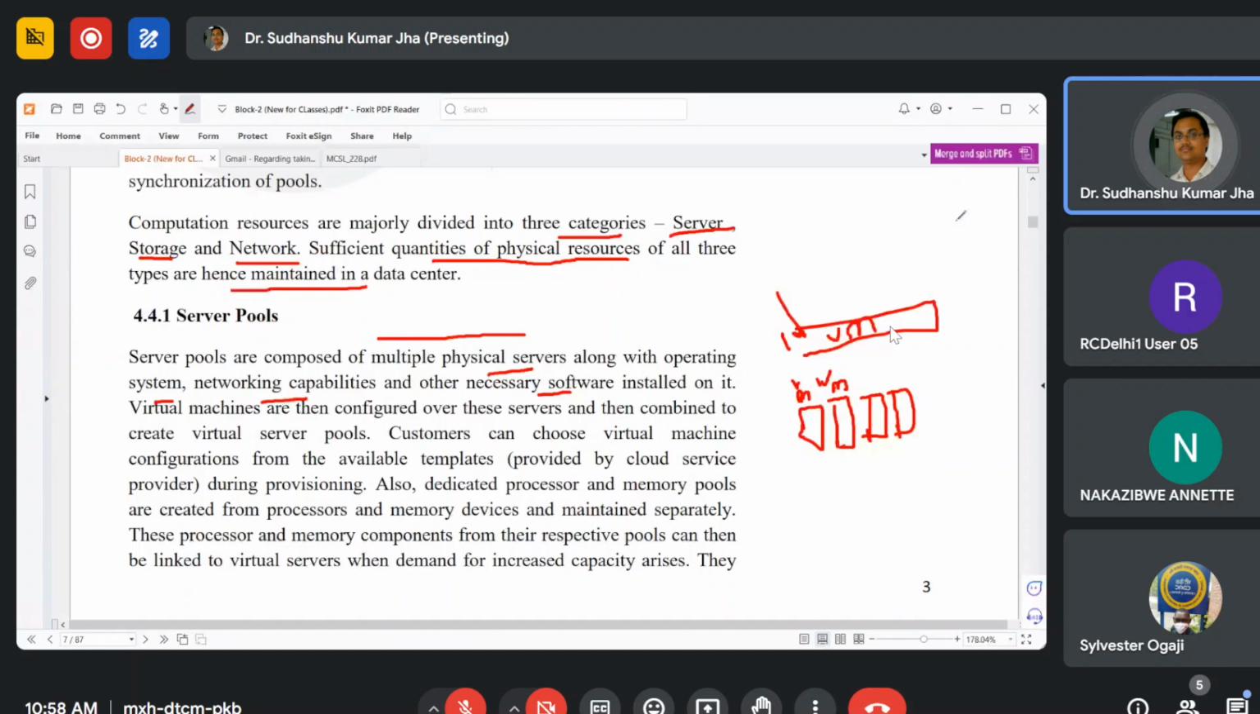So the customer can choose a virtual machine configuration from the available templates. Also, dedicated processor and memory pools are created from the processor and so on. So server pool means a category where the customer requires a server, and the servers have different configurations, like different memory capacity and different computational power, and so on. So as per the user requirement, a particular server is assigned to the particular customer.